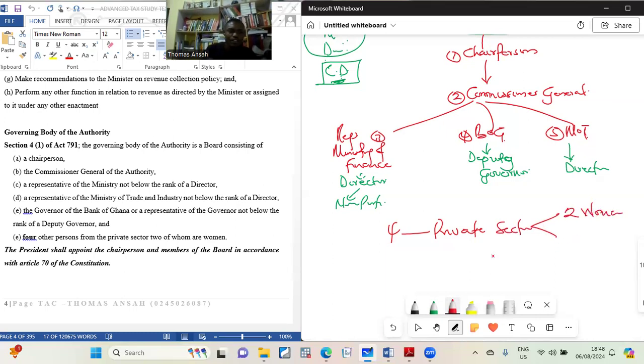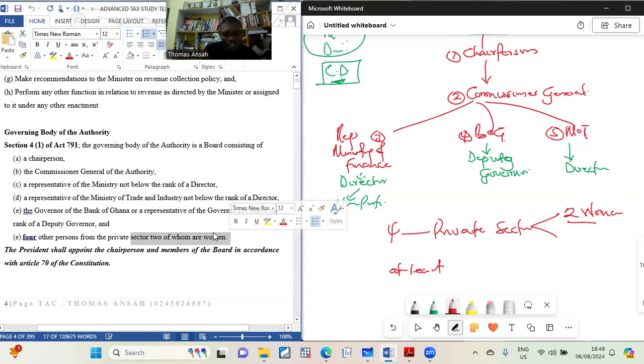Then you see the law made it like this. It says that 2 of whom should be women. The law didn't bring the word at least. It just said 2 should be women. But recently, there is the new act they just passed last week. It's about women equality. Just last week, Parliament passed the law.